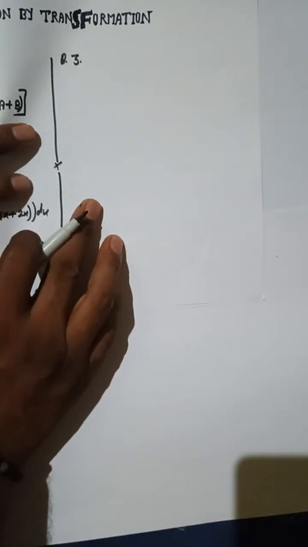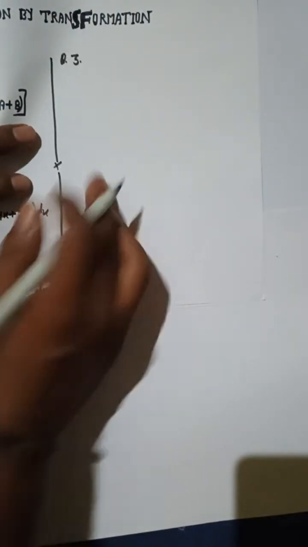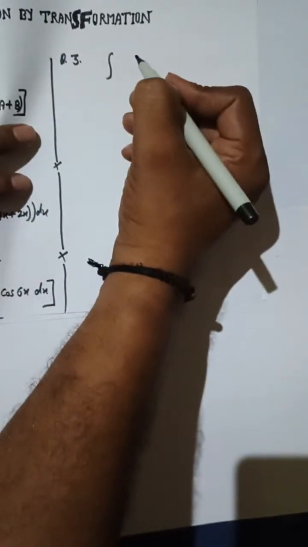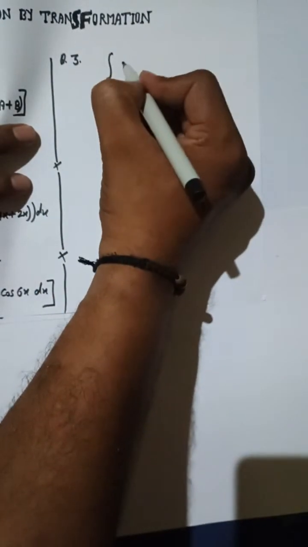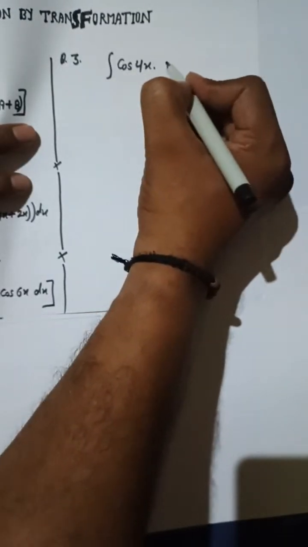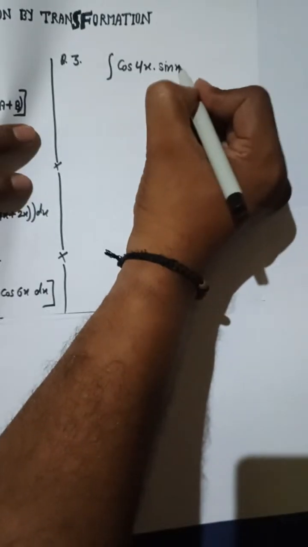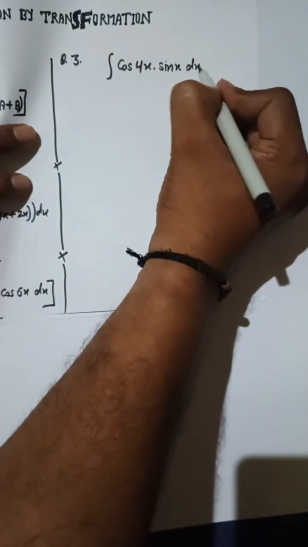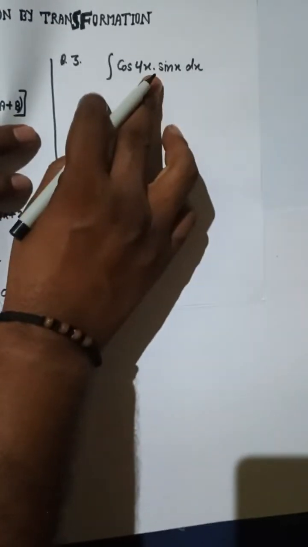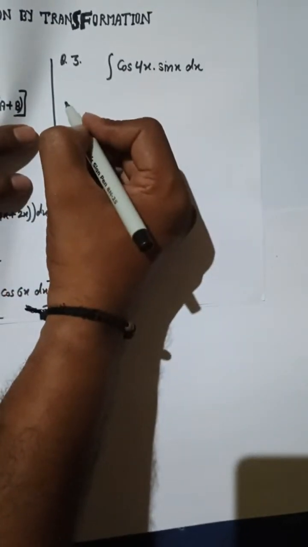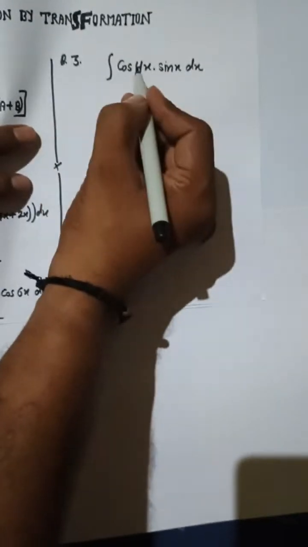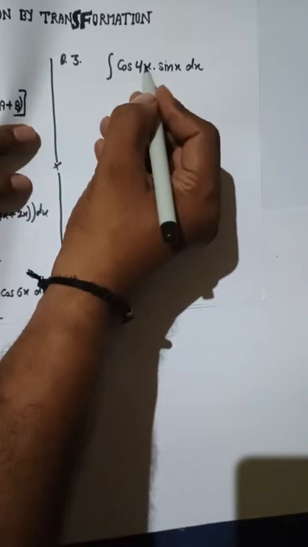So this question is the integration of cos 4x into sin x dx. For this transformation, what kind of formula do we need? We need the sine and cos sum formula. Take this one, 4x is more than x.